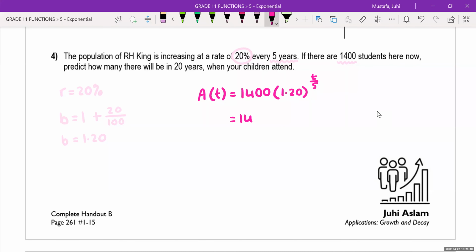So it's going to be A of 20 is equal to 1,400 times 1.20 to the 20 over 5. Maybe we can't do this without a calculator. Yeah, the numbers are too big. That's going to be 1,400 times 1.20 to the power of 4. Go ahead and solve that and see what you get. I wonder who the 0.04 kid is. We're going to round that to the nearest whole number.